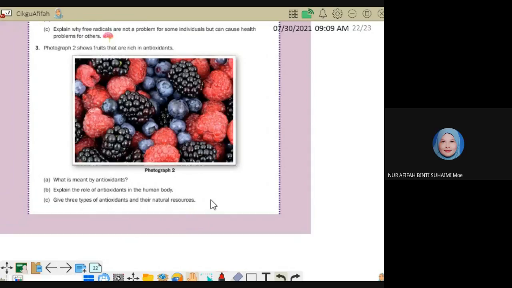But you have to remember: beta carotene, lutein, lycopene, vitamin C, vitamin E. Vitamin E is from oil, like corn oil, olive oil, or palm oil. So, with their natural sources. No problem.